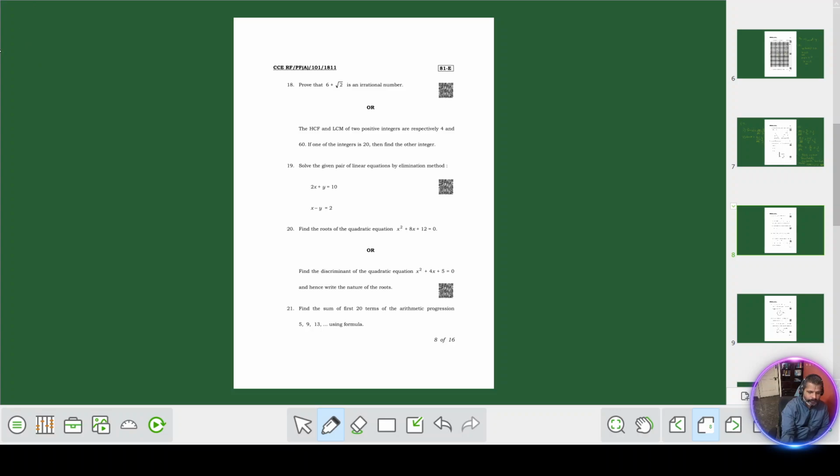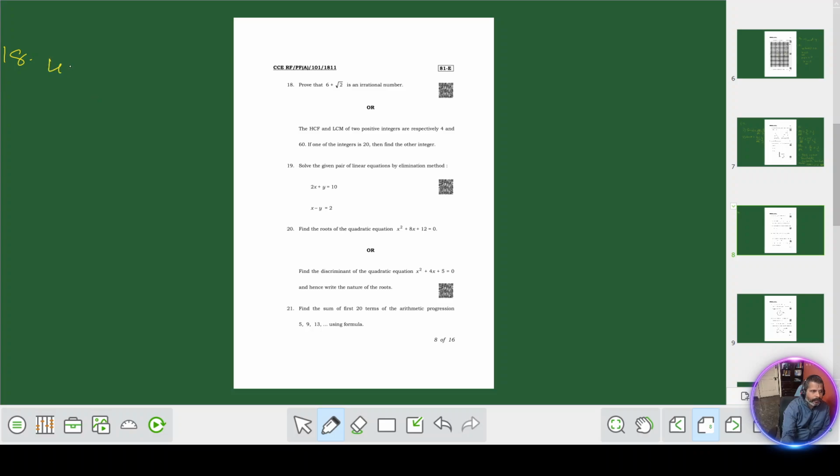So the 18th question is a very straightforward question. It's from the real numbers chapter. We have to prove that 6 plus root 2 is an irrational number. For that, you have to follow a series of steps. It goes like this.